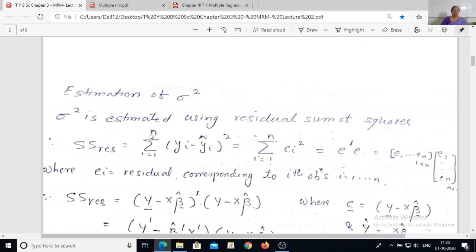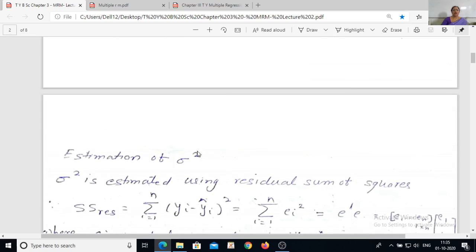Now, how do we obtain an estimate of sigma square? This is the population variance sigma square, and we already proved that epsilon i, the error component, follows a normal distribution with mean zero and variance sigma square.